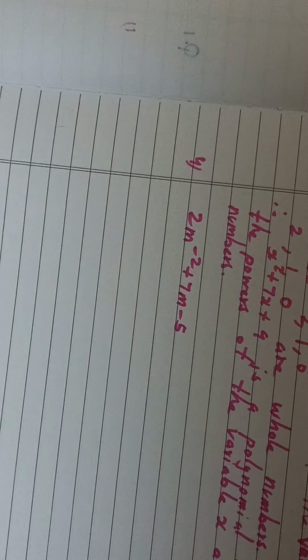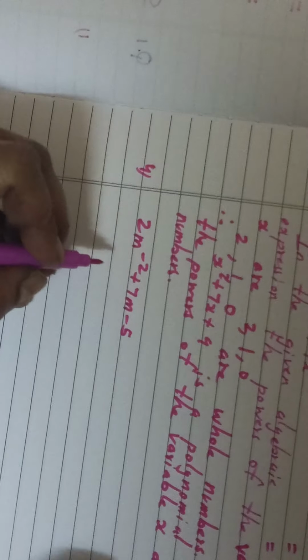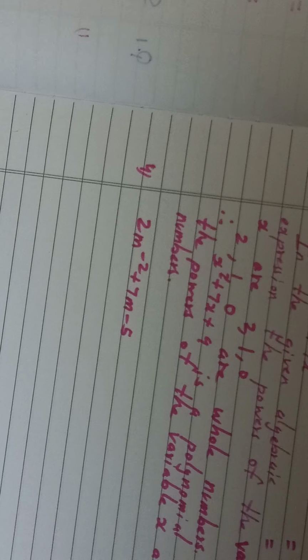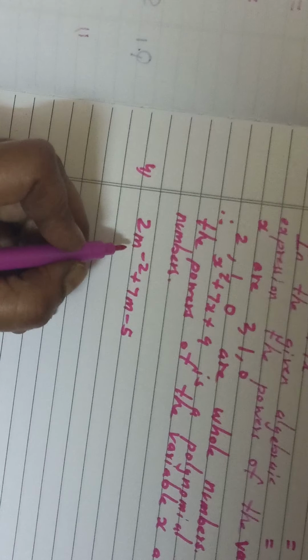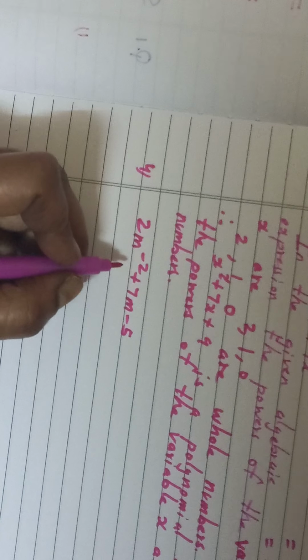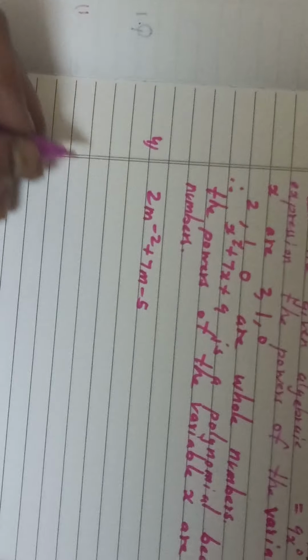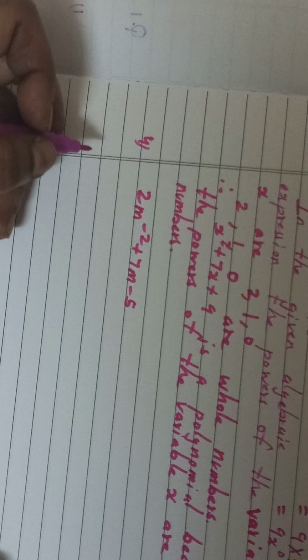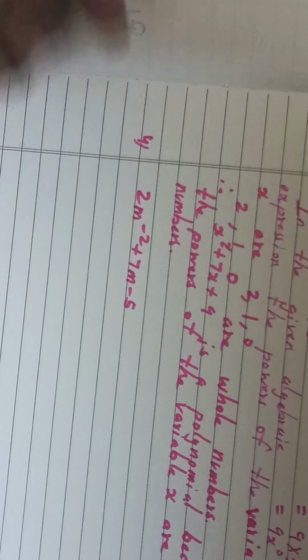So what will we write as the reason here? We will write, in the given algebraic expression, the power of the variable m is minus 2. And minus 2 is not a whole number. Therefore, the given algebraic expression is not a polynomial. Like that you can write. Now minus 2, quickly you can make out.